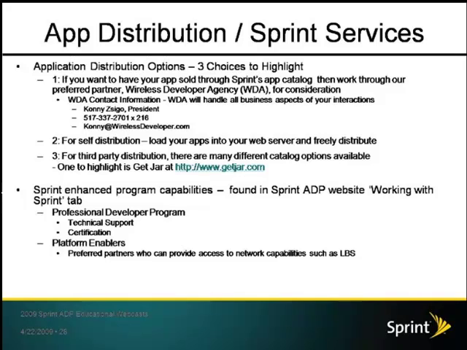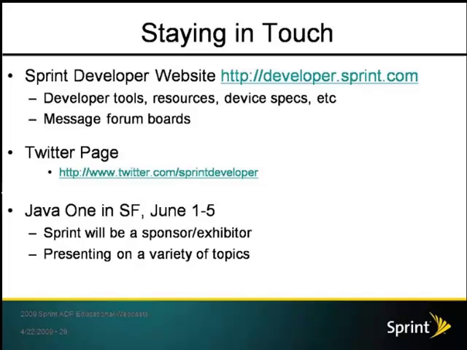The last thing to highlight here is just how do you stay in touch? The primary method is through our developer website, developer.sprint.com, where we provide all of our development resources, such as what Jay covered earlier, our SDK, the sample apps that Ryan has talked about, all of the device specs, et cetera. Also our message forum board. For the Samsung Instinct, we do have a dedicated message forum board that we monitor very closely.